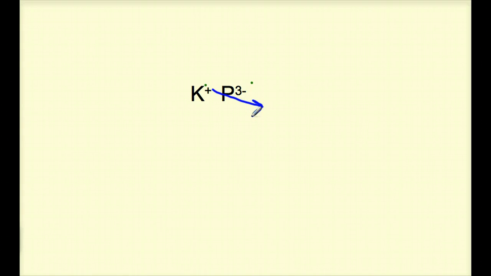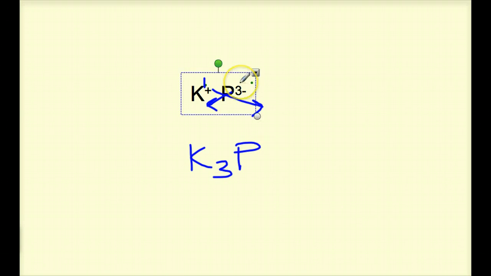I'm going to cross down the coefficient of this plus, which is a 1, and cross this 3 down here to see what I get. That's going to give me K3P1. I move this 3 down here, and I move that 1 down here, but since it's a 1, it's an invisible one.